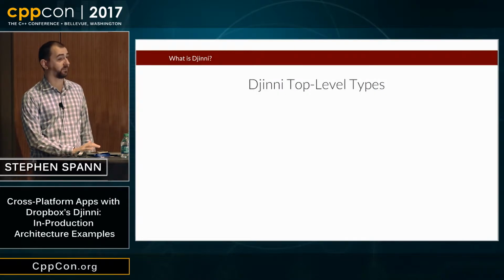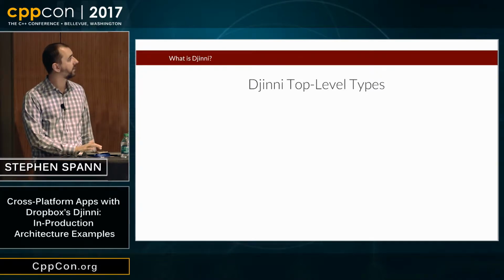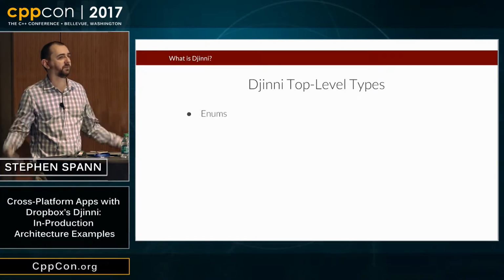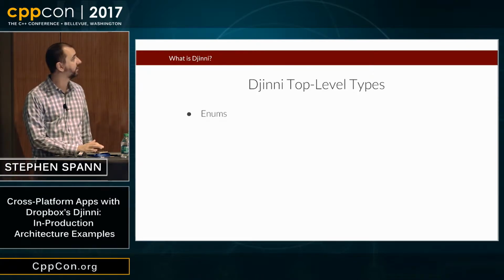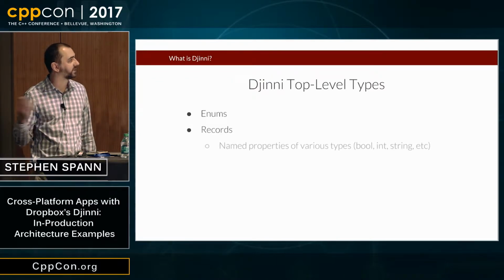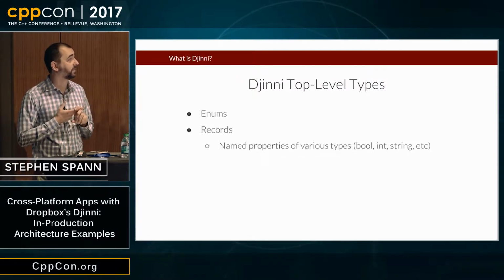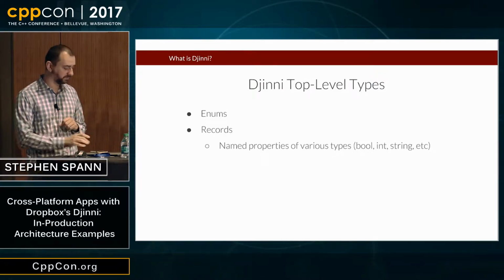So Djinni deals with 3 types, the top level types of things it will generate. So enumerations, records, and records can have named properties, everything you would expect: bools and strings, lists, maps, and other records as well. So you can get a pretty complicated data structure with Djinni.